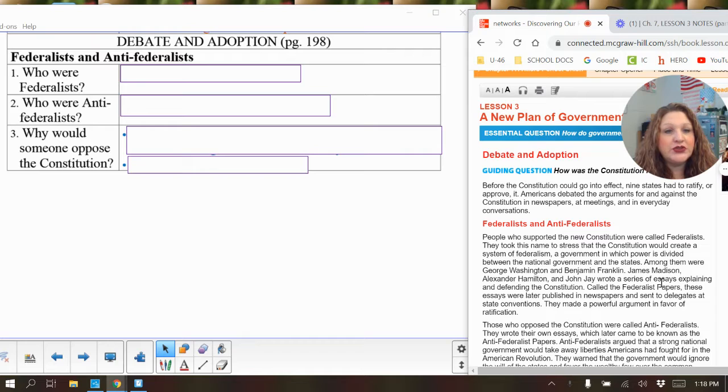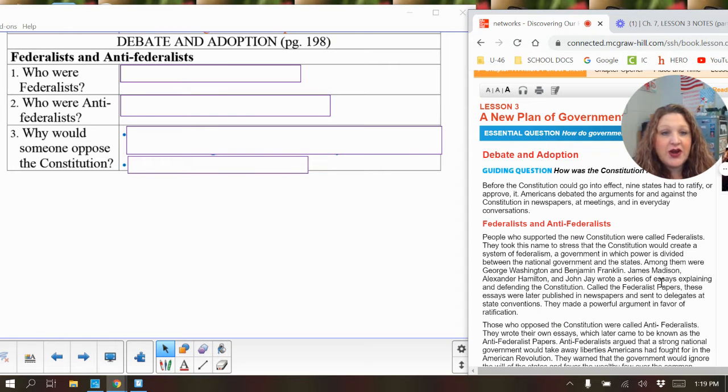Before the Constitution could go into effect, 9 states had to ratify or approve it. Americans debated the arguments for and against the Constitution in newspapers, at meetings, and in everyday conversations. Federalists and Anti-Federalists. People who supported the new Constitution were called Federalists. They took this name to stress that the Constitution would create a system of federalism, a government in which power is divided between the national government and the states. Among them were George Washington and Benjamin Franklin.